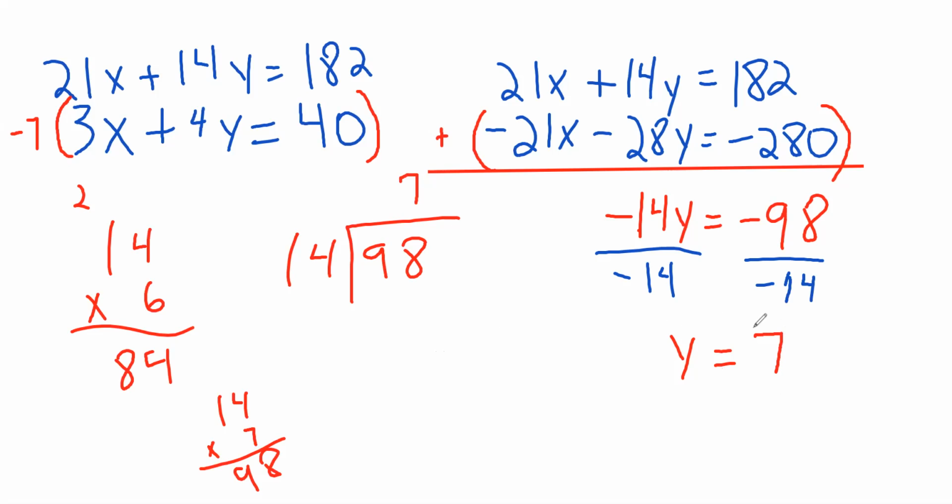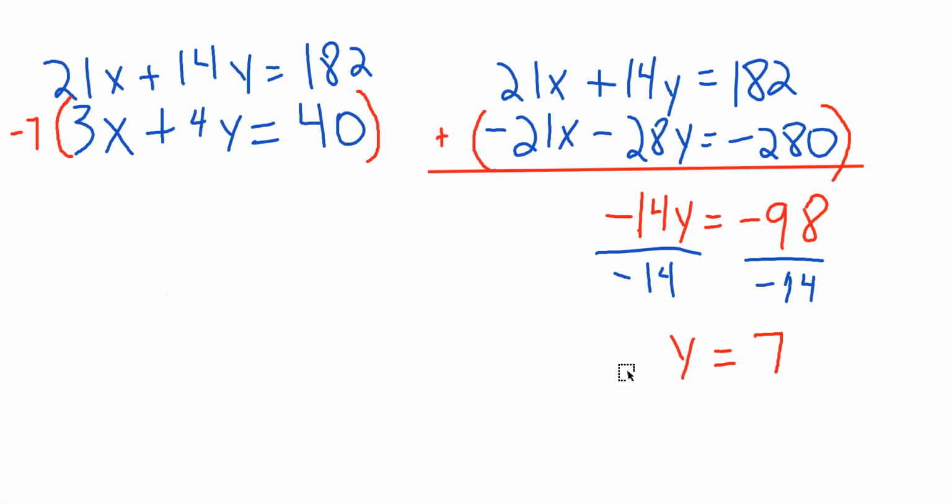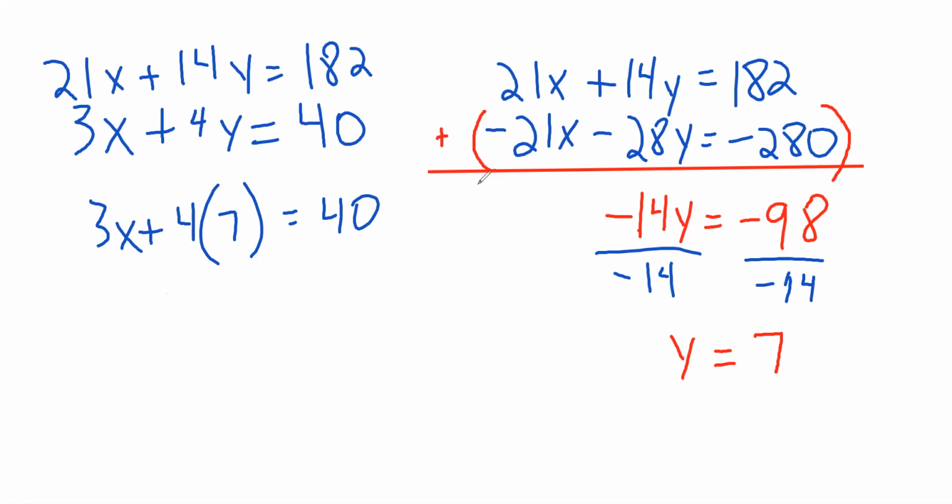So you'll end up with a y value of 7 here, which is not so bad. The y value ended up being just a nice whole number. And now with a y value of 7, you can go into the original second equation. You could put a 7 in for y. You'll have 3x plus 4 times 7 equals 40. Taking this 7, substituting it in for y.